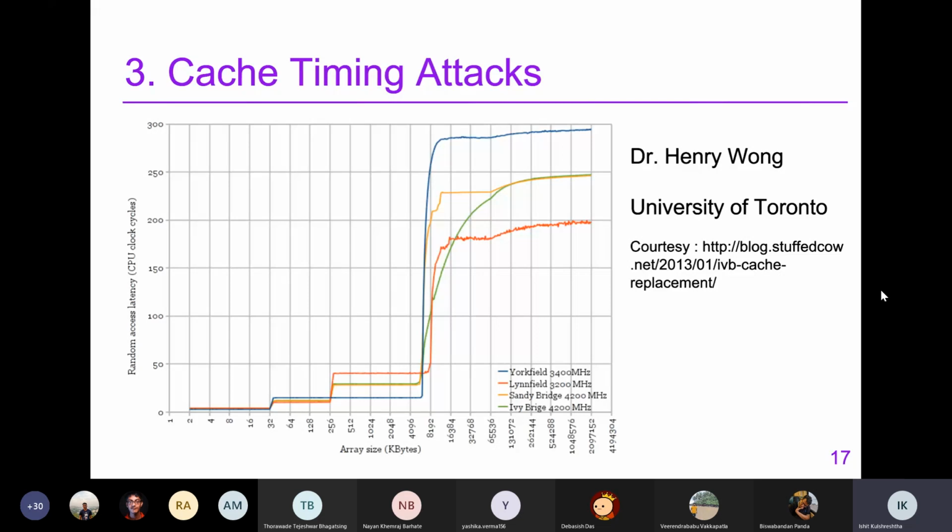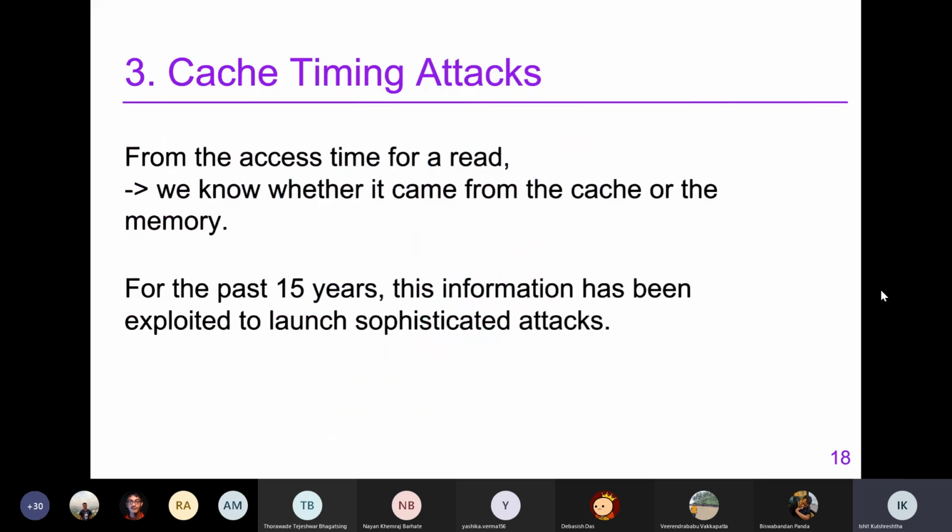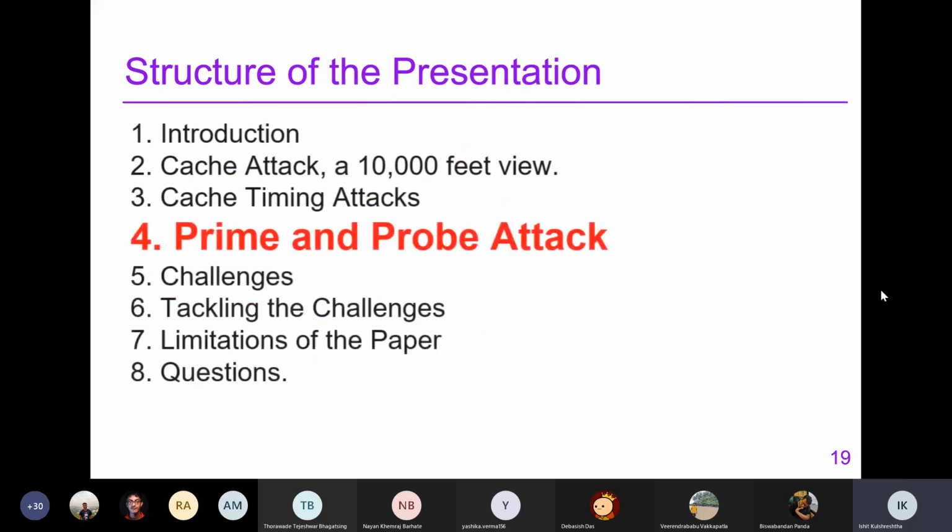Initially the array is small, it's in L1 cache, and access time is very low. But when it moves into L2 cache, there's a very beautiful jump. It's an almost precise jump in access time. Similarly, we see a jump when it moves to L3, and then there is a huge jump in access time when it moves to memory. This demonstrates that if we know the access time, we can very accurately tell whether the data was accessed from L1 cache, L2 cache, L3 cache, or from memory. And for the past 15 years, this information has been exploited to launch sophisticated attacks.